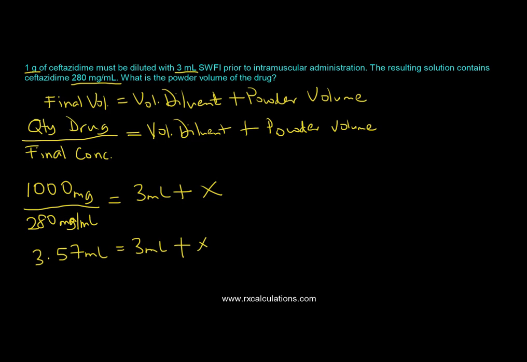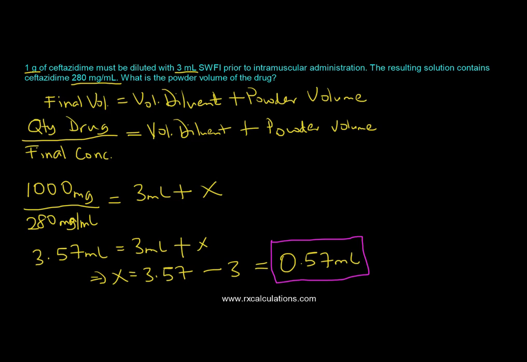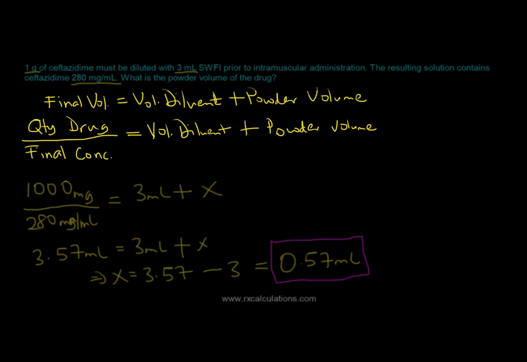And so we can easily solve for our unknown if we subtract 3 from both sides. Okay, so this will imply that x is equal to 3.57 minus 3, and that should be equal to 0.57 ml. Alright, so the powder volume in this instance is going to be 0.57 ml.